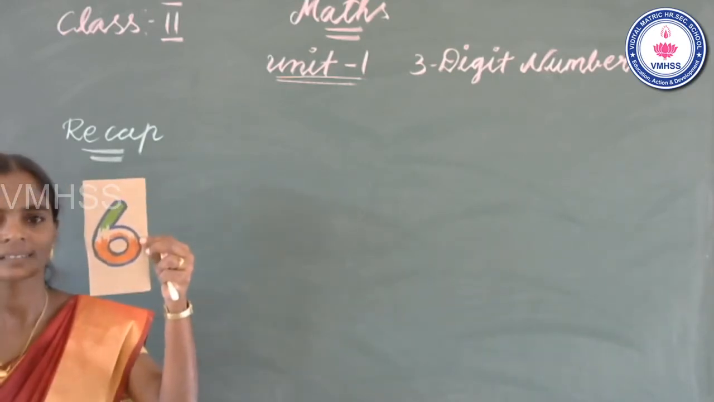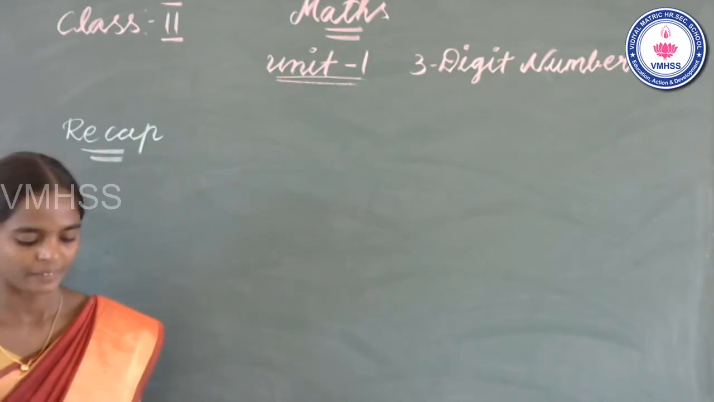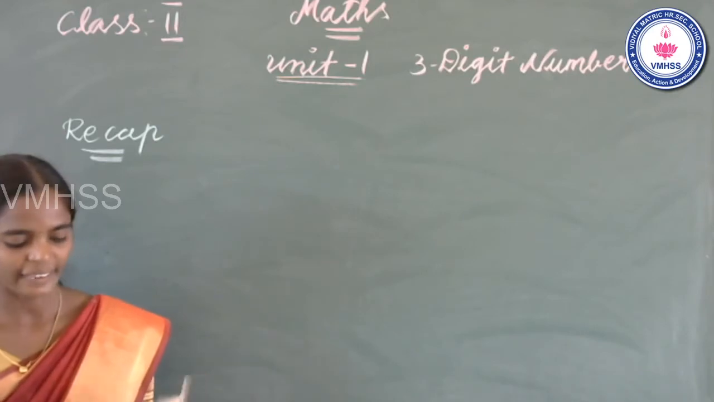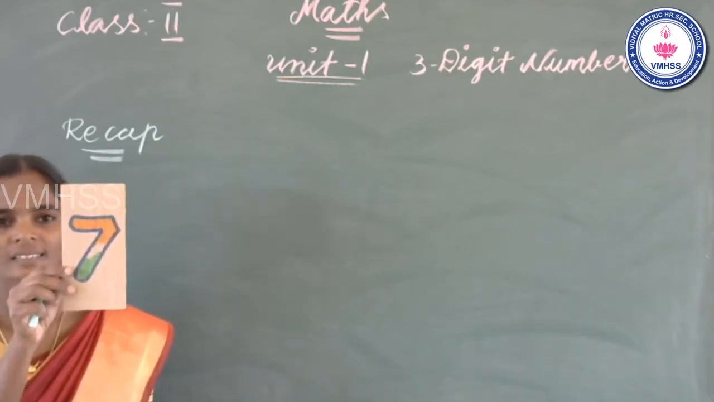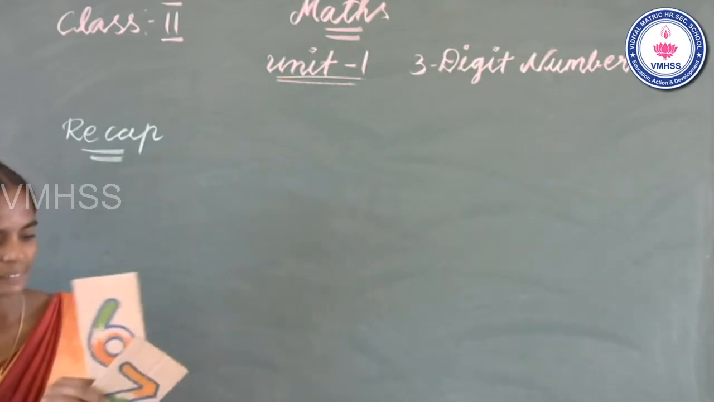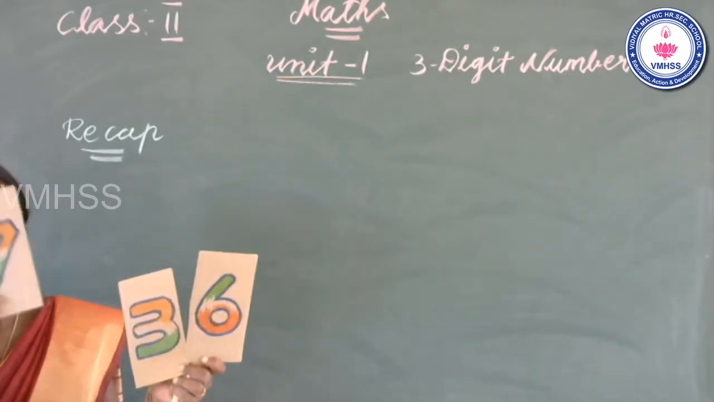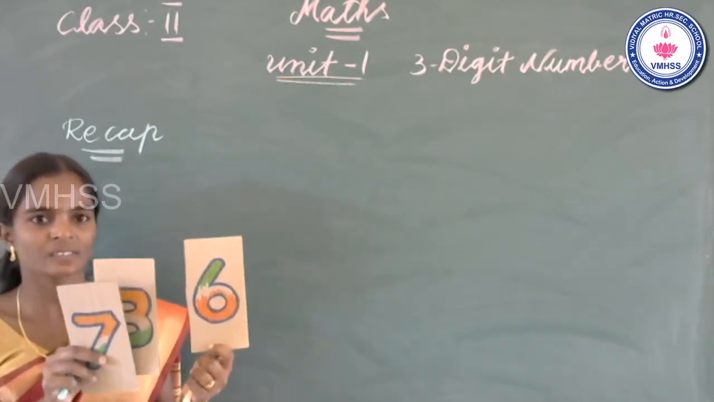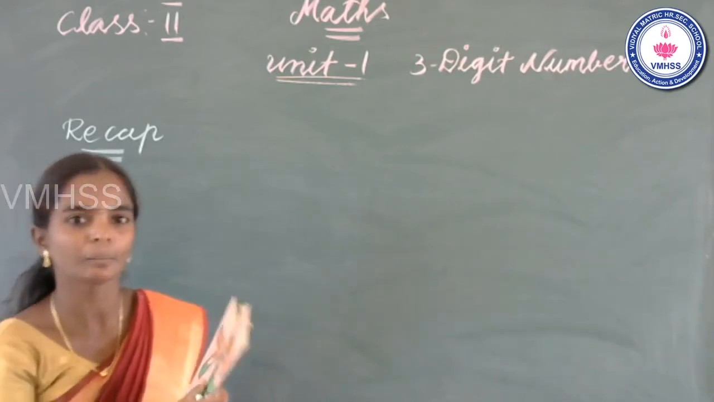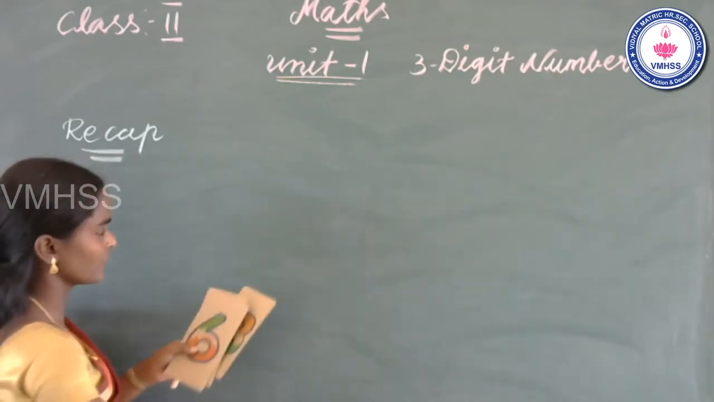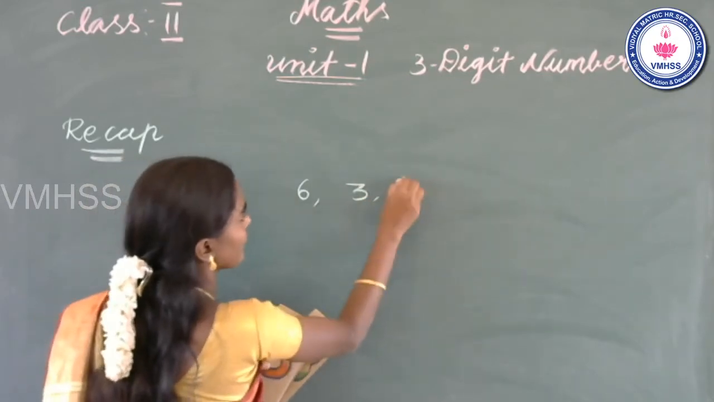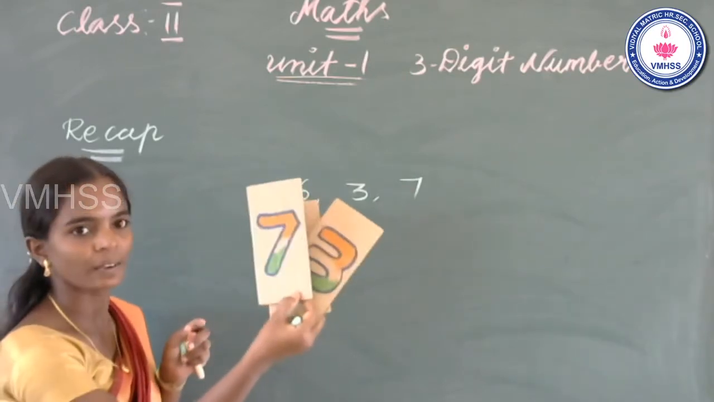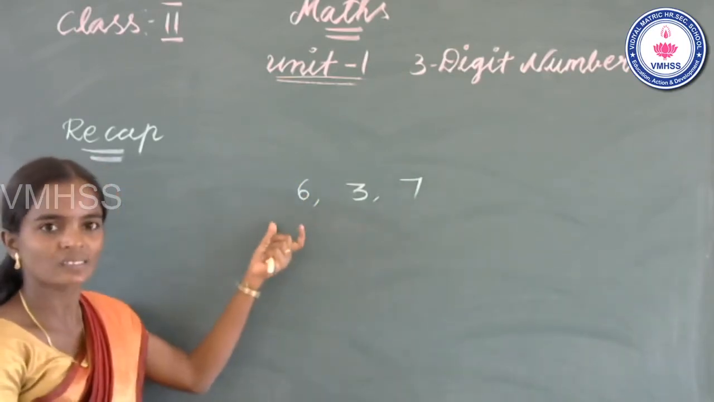What is this number? 6. This number 3. Next one, this number 7. So we take 3 digits: 7, 3 and 6. Okay children, first we make the smallest number. So first we have 3 digits: 6, 3 and 7.